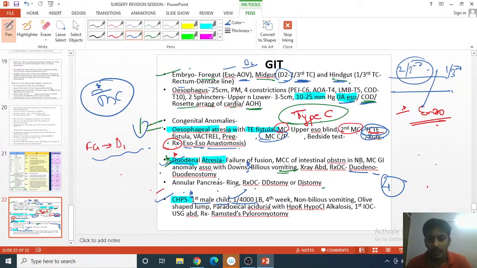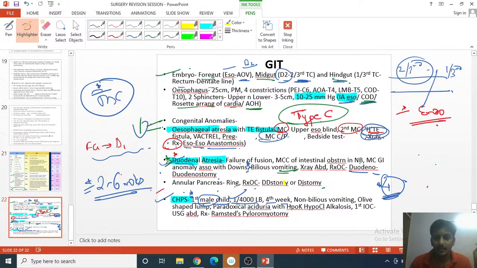And second 4 क्या है इसका? 4th week में it presents. Okay, so around you can say 2 to 6 weeks. Okay, so 2 to 6 weeks of postnatal life. On an average, it presents mainly in your 4th week. Okay, so remember 1 in 4,000 live births and 4th week का presentation है, mainly in your male child. Please remember. Present कैसे करेगा? With non-bilious vomiting. I have already told you.